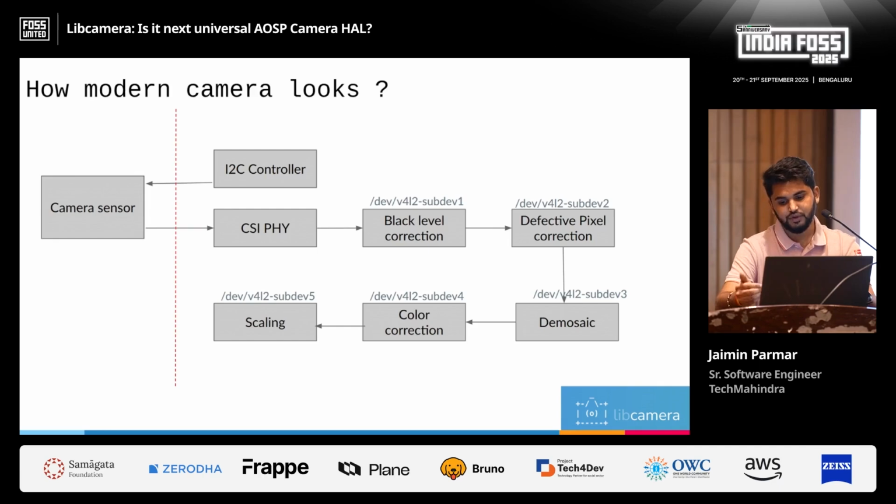Then it will go to the demosaic, where you convert to RGB, and then to the color correction, where you can naturalize and add more colors. After that it will go to the scaling, where the downscaling will happen. So these are how the modern camera looks, right?